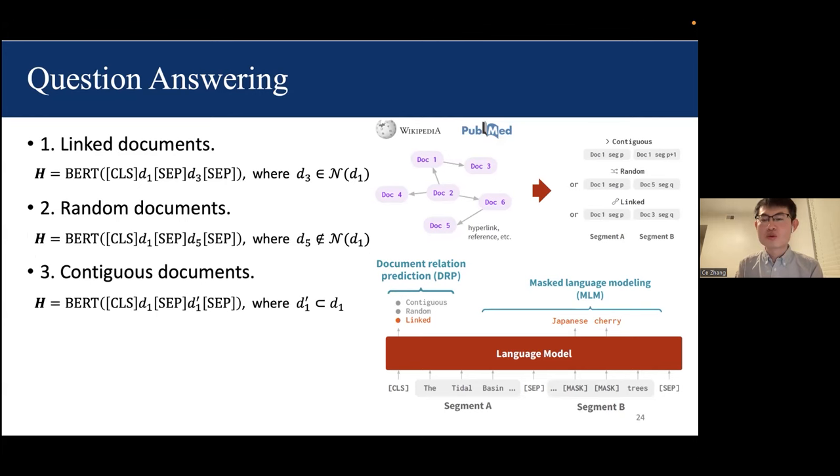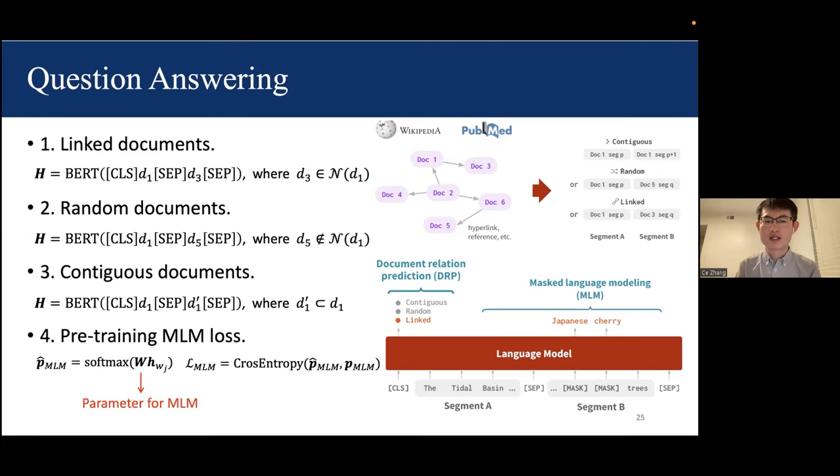Now we need to see how we train this model so that the model can capture graph structure. We use two pre-training loss functions. The first one is masked language modeling, or MLM. We use the output token embedding H, multiply it by a learnable parameter W, and then do softmax over the vocabulary.